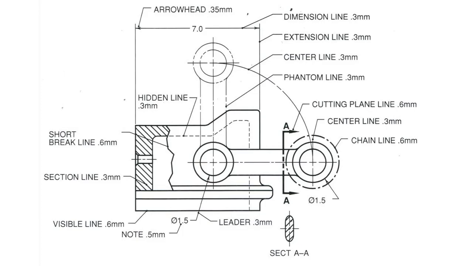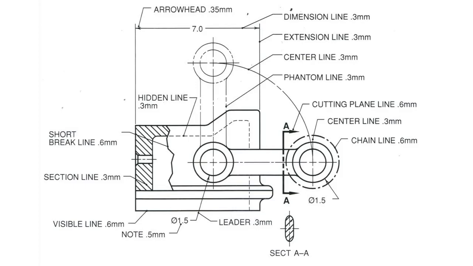Here is an example showing you the lines in the drawing. You can see all types of lines in this example. You can see the dimension line, extension line, center line, phantom line, cutting plane line, center line, chain line, visible line, section line, short break line, hidden line, and arrowhead. In this example, there are also the leader line and notes. This is a very important example.